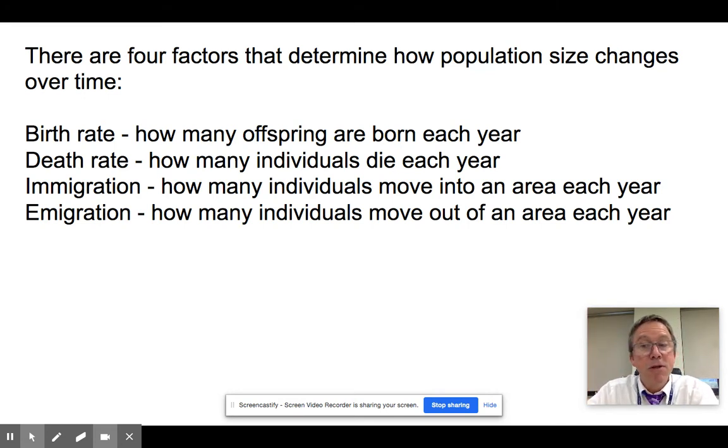Then there's the two things that can make it go down. There's death rate. The more organisms that die each year, the smaller the population is going to be. And then there's emigration, the rate at which the organisms leave the population. So we're talking about bird populations on an island. How many birds fly away from the island? So basically, birth rate and immigration make the population go up, and then death rate and emigration make it go down.